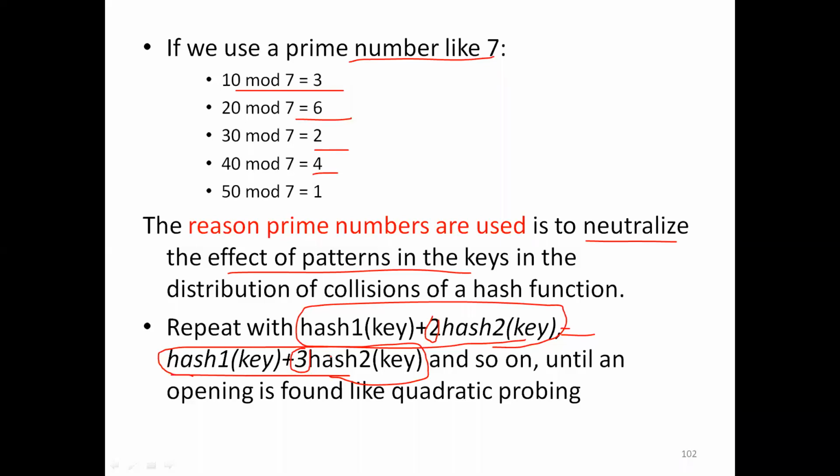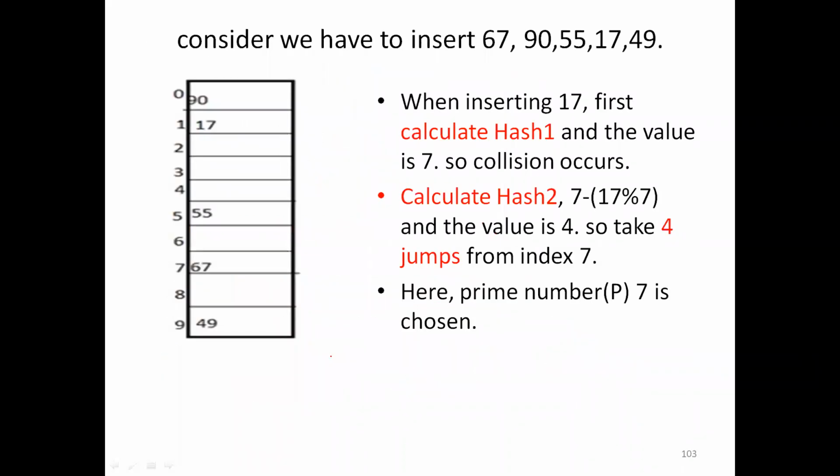For example, we have taken these elements: 67, 90, 55, 17, 49. In the case of double hashing, first we have to calculate hash 1. For 67, 90, 55, no issues. When 17 comes, collision occurs, because 17 modulus 10, where 10 is the size of the hash table, gives 7. So it is colliding.